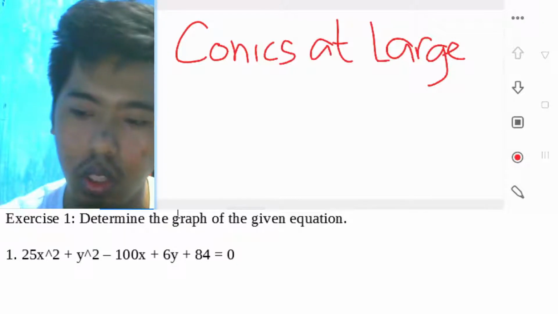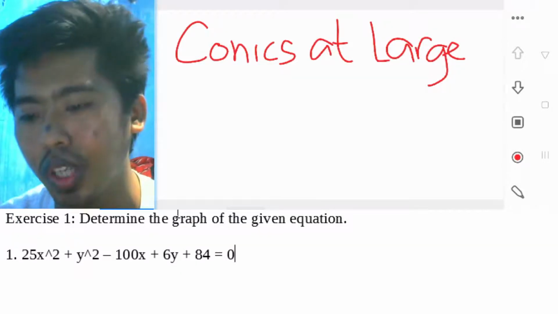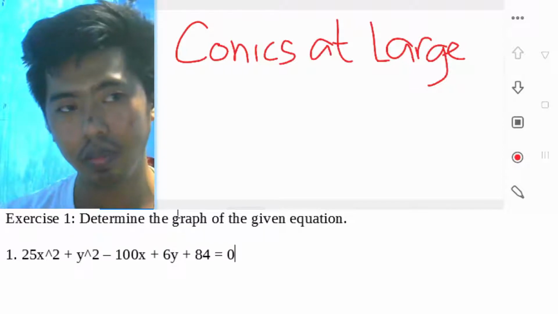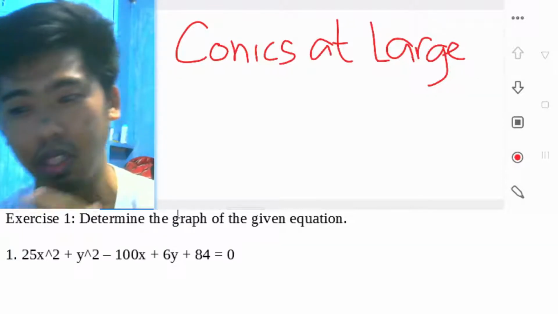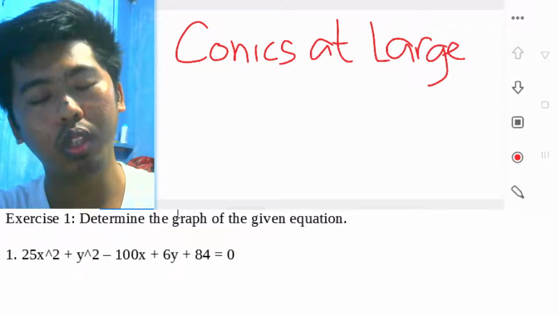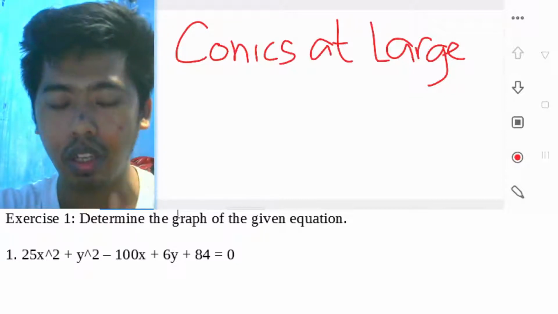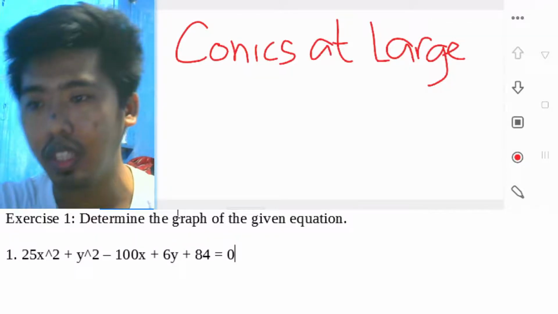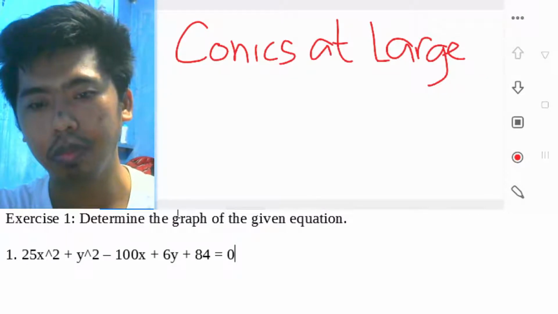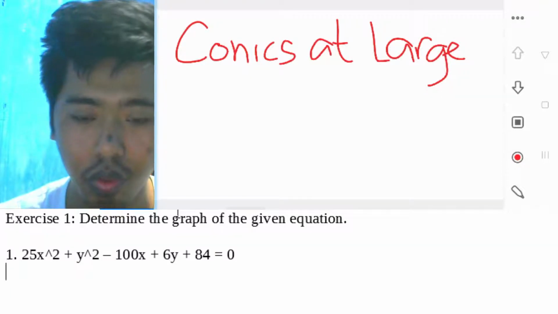So we just determine the graph, what kind of conic it is, and then we locate the center. That is the easiest thing to do when determining a graph, because aside from visualizing, if we try to create a graph, the very first thing we can have is the center, or the vertex if we're talking about a parabola, and if we're talking about an ellipse or hyperbola, that would be the center.